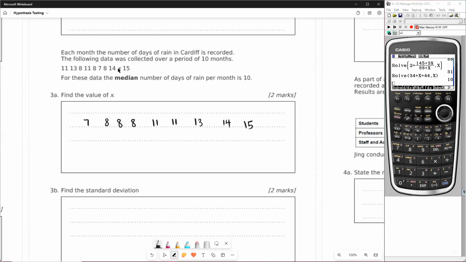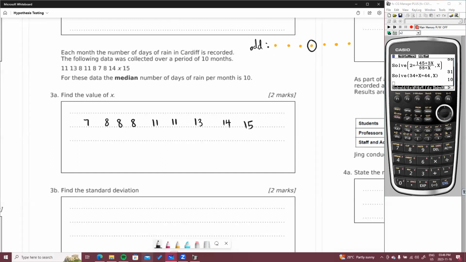Okay, now we need to figure out where to place X. What you need to remember is how you find the median for an even data set is different from how you find the median for an odd data set. If you have an odd data set, like an odd number of values, let's say you have 7 of them. So it kind of looks like this. 1, 2, 3, 4, 5, 6, 7. Then the median would just be the middle one, right?